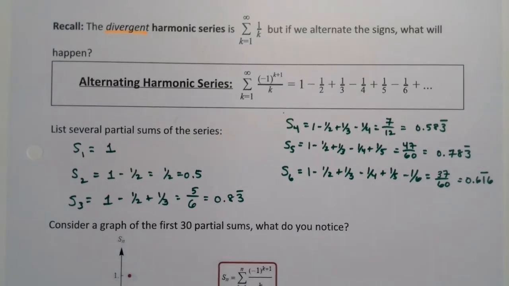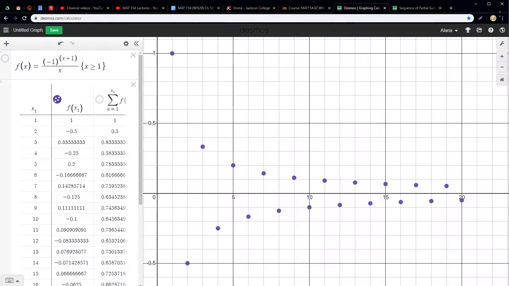Let me show you how to find these values in Desmos, and then we can also look at the graph. So in Desmos, I define my function to be negative 1 to the x plus 1 over x. I'm using x there as a variable instead of k, obviously. And then I made a table with x1, and then I have it find f of x1. So these are the sequence values. You can see them right here in purple. So 1, negative half, 0.33, negative 0.25, and so on. So that would be 1, negative a half, a third, negative a fourth, 1/5, negative 1/6, and so on.